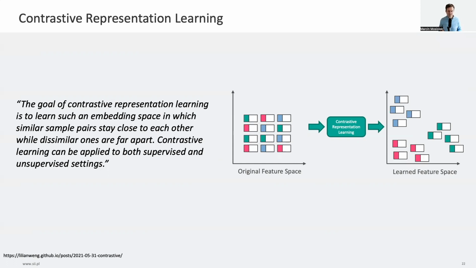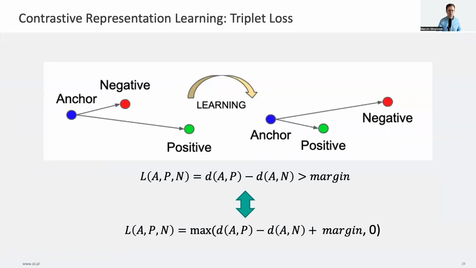The goal of contrastive representation learning is to learn an embedding space in which similar sample pairs stay close to each other while dissimilar ones are far apart. In this talk, I'm not going to provide a comprehensive overview of contrastive learning methods, as there are many great online resources, and I especially recommend the blog post linked at the bottom of this slide. During this talk, I will focus only on the approach we took.